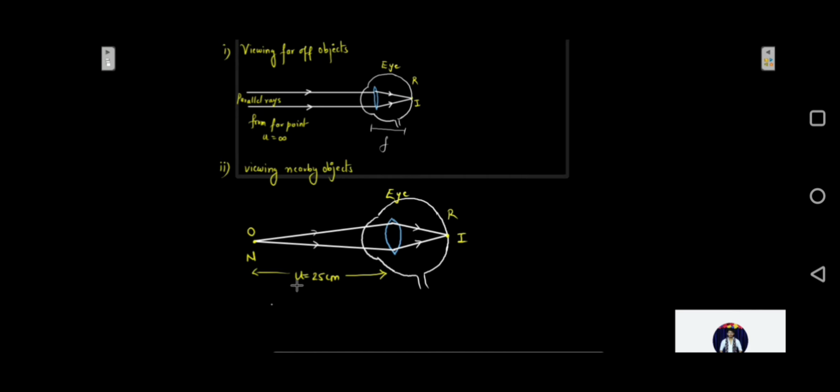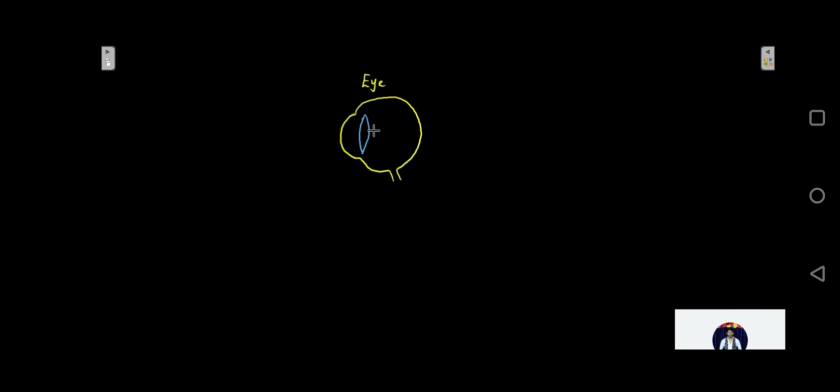We have marked the object distance as 25 centimeter, that is the near point. The rays of light which are coming from this nearby object are going to get converged on the retina. So here what is going to happen? The ciliary muscles are going to get contracted, the lens is going to get bulged out, and the focal length will be reduced, so that the rays of light which are coming from a nearer object are focused on the retina. So now let us see some important terms related over here.